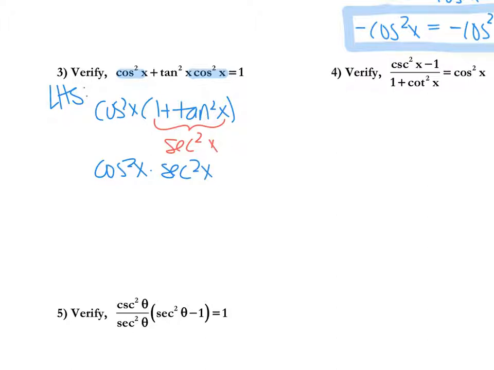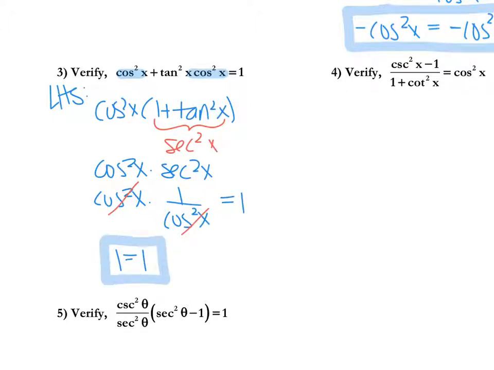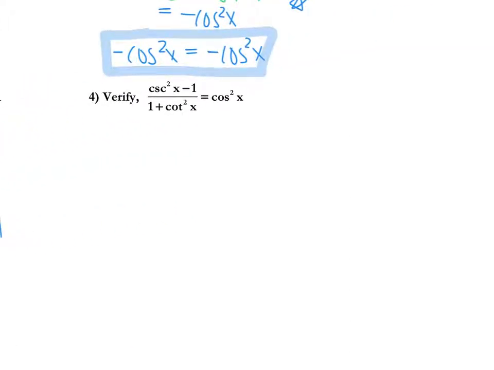Okay. And then I'm going to use my reciprocal identities from yesterday to change this to be 1 over cosine squared. The cosine squareds cancel out. It equals 1. And I write my verification statement. All right. Let's go to number 4.